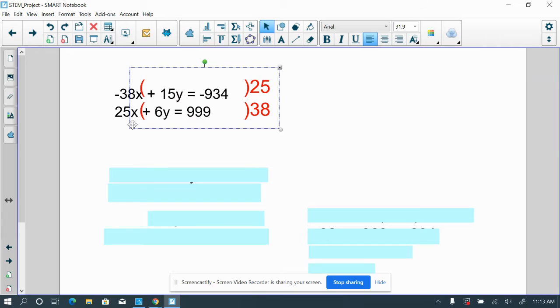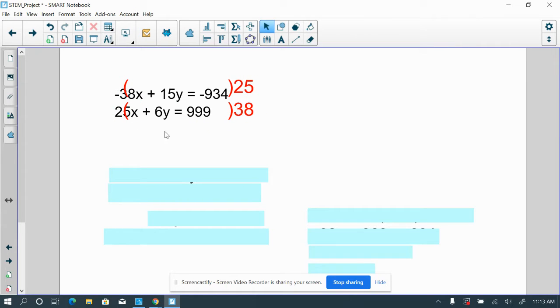I'm going to multiply the top equation by 25 and the bottom equation by 38. So in your calculators, multiply these by 25. What will this top line be? Negative 38 times 25 is that on my calculator. 15 times 25 is that on my calculator. A lot of students make a mistake by not multiplying this, but this times 25 is negative 23,350.